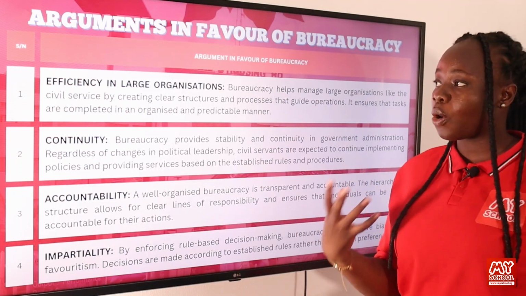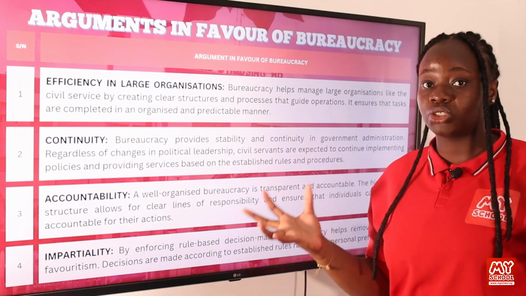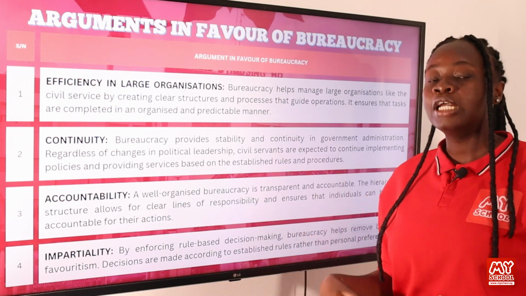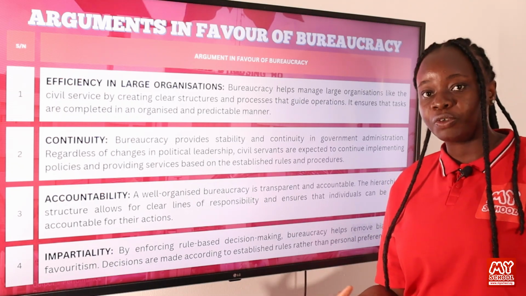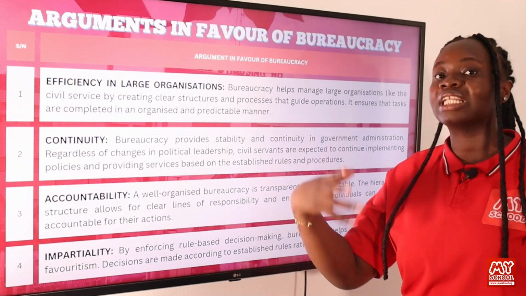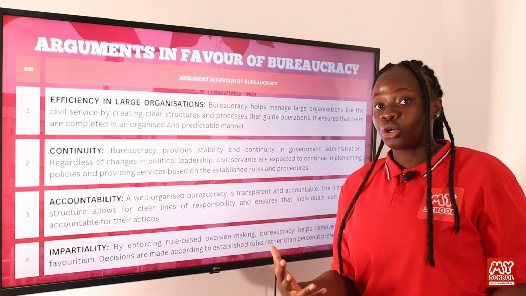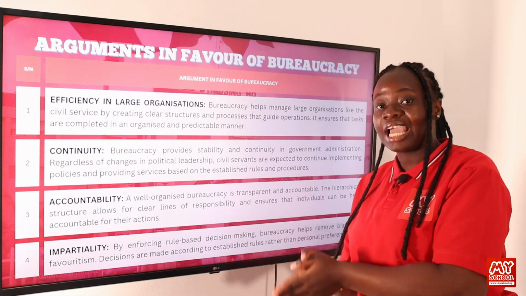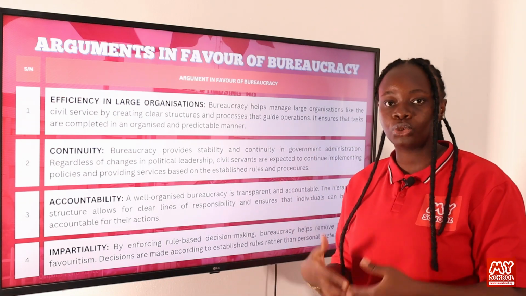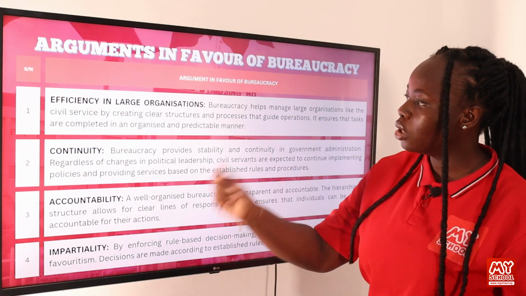So in order to allow efficiency within a large, complex organization, you need bureaucracy. You need a hierarchical structure where the lower ranking officials report to the higher ranking ones, and the higher ranking ones can instruct the lower ranking ones to implement certain policies, certain guidelines that they have to follow. So it also helps to ensure accountability within that system.